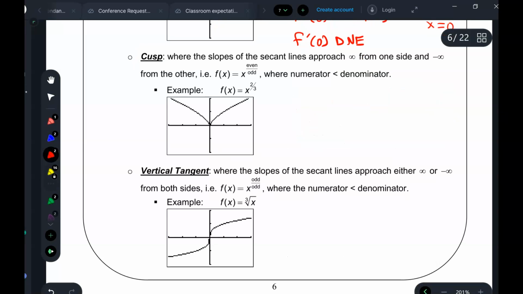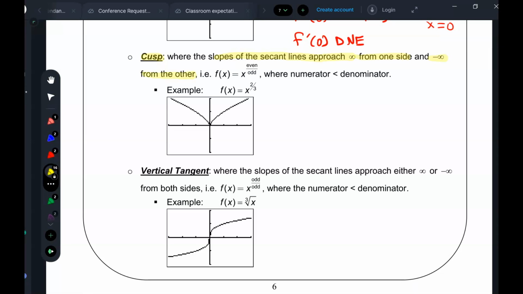All right, next we have a cusp. If you graph it, it almost looks like the top of a heart. It kind of has this square root look, and then it's reflected. This is our example, x to the 2/3. So this happens when the slopes of the secant lines approach infinity from one side and negative infinity from the other. Here's what I mean.